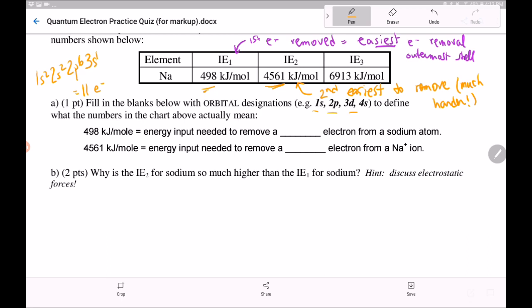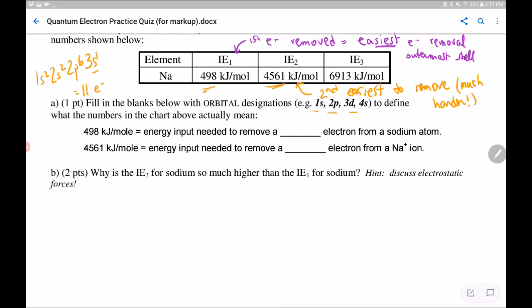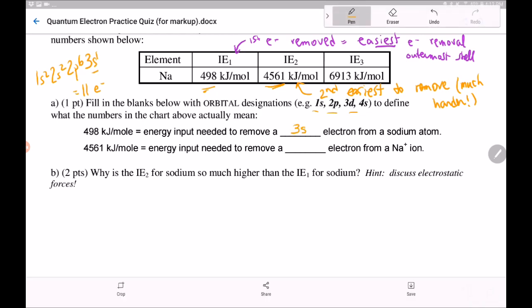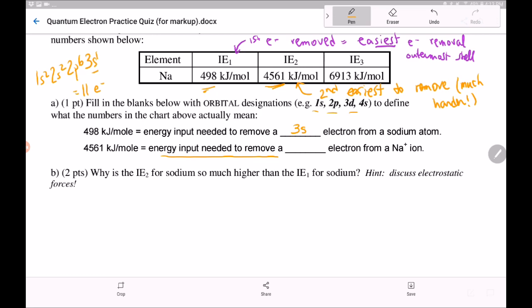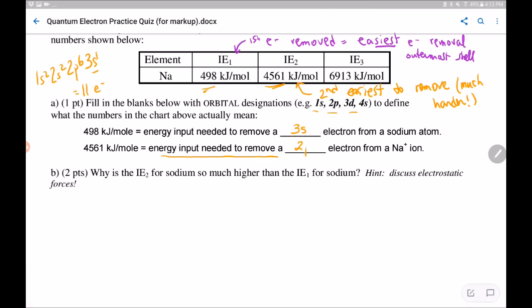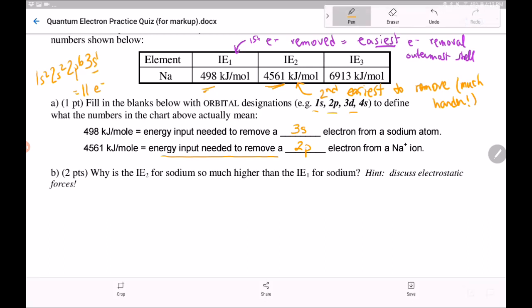Okay, which is the easiest one to remove? Well, it's that 3s electron right there. So this is the 3s electron. Then the next electron has to come from an inner shell. The third shell has been emptied, so now we're taking a 2p electron. You can get by just writing the electron configuration and thinking you peel the orange from the outside. Take away the outermost electrons first.